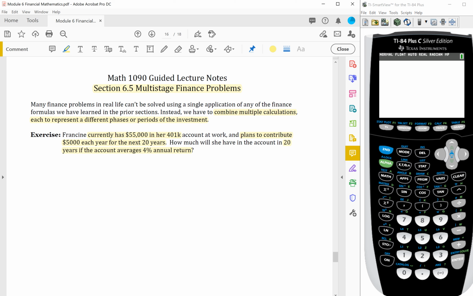Now, when I read this problem, I want to try and break it up into different parts or different phases. And I notice there are two phases here. There is the portion that describes the balance she already has in the account. And then there's the portion that describes how much she wants to contribute each year for the next 20 years. And each portion of this investment plan grows according to a different financial formula we've discussed. Let's look at the first piece, the $55,000 she has in her 401k.